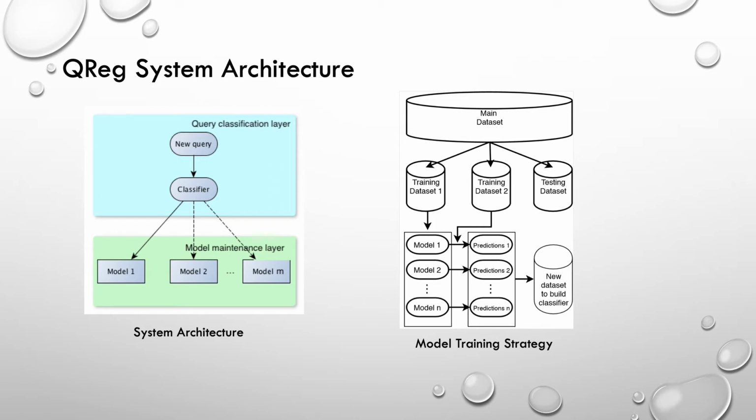Firstly, base models are trained on training dataset 1, and predictions are made for points in training dataset 2. Then we can compare the accuracy and find the best model for each point in training dataset 2. So now, each point in training dataset 2, along with the index of the best model, forms the new dataset, which is further used to build the classifier in QReg.